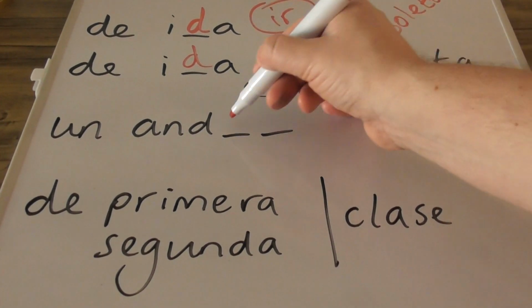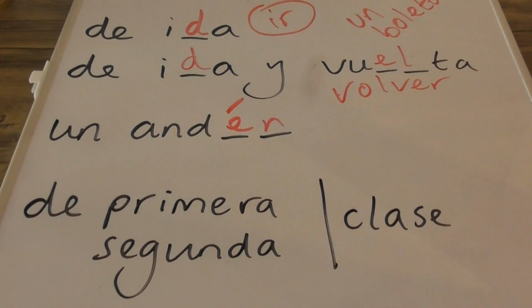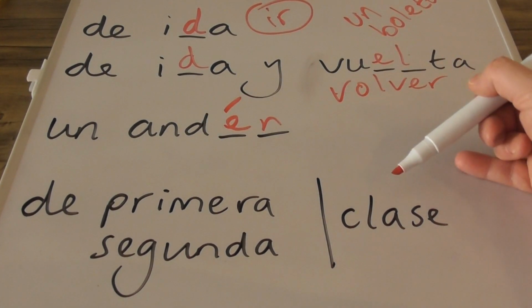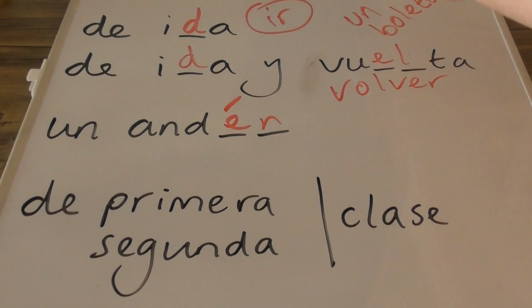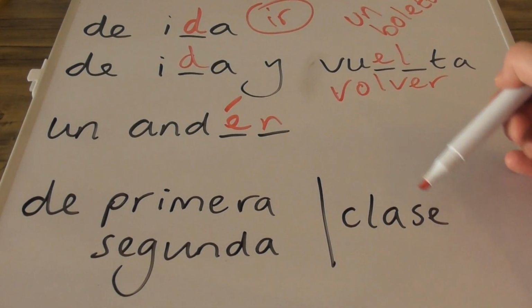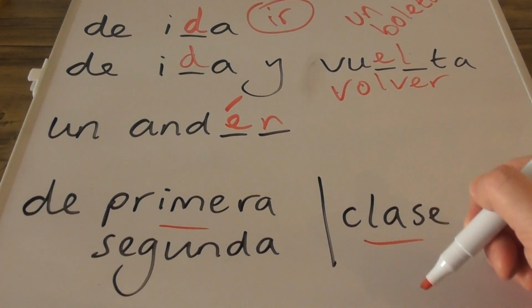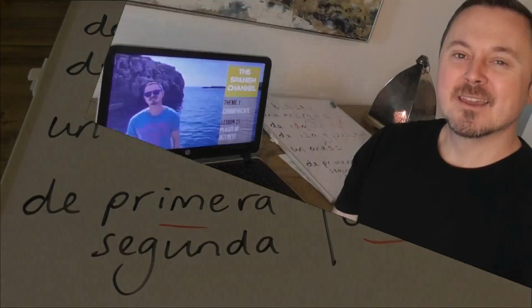Vamos a ver. Un andén. Don't forget that accent. That's our platform. And you heard this in the listening. We had un billete de primera clase, so a first class ticket. Un billete de segunda clase, a second class ticket. Muy bien todo el mundo. Completado. Hecho. Terminado. All done, all finished.